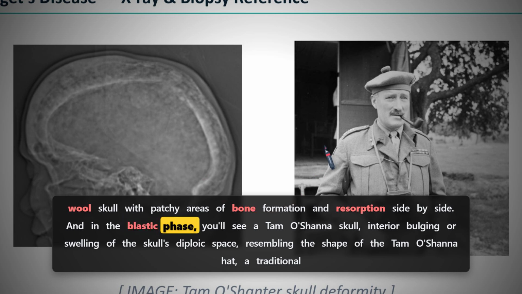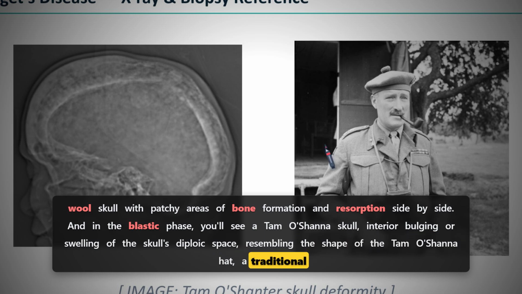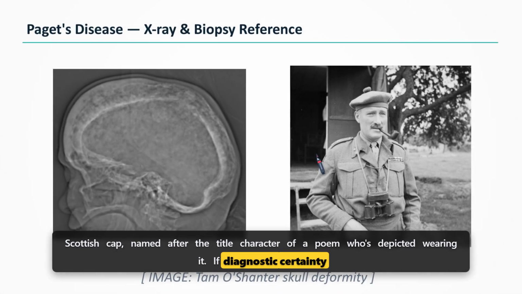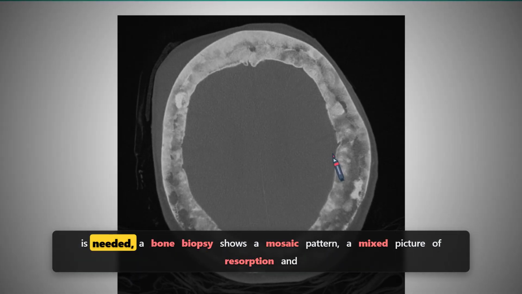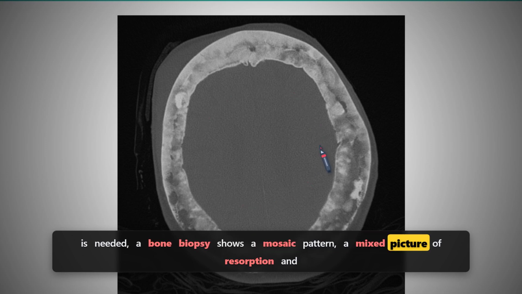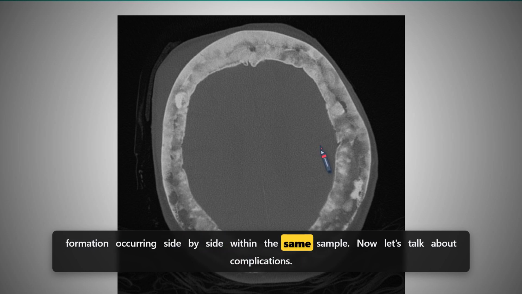And in the blastic phase, you'll see a tam o'shanter skull, anterior bulging or swelling of the skull's diploic space, resembling the shape of the tam o'shanter hat, a traditional Scottish cap, named after the title character of a poem who's depicted wearing it. If diagnostic certainty is needed, a bone biopsy shows a mosaic pattern, a mixed picture of resorption and formation occurring side by side within the same sample.